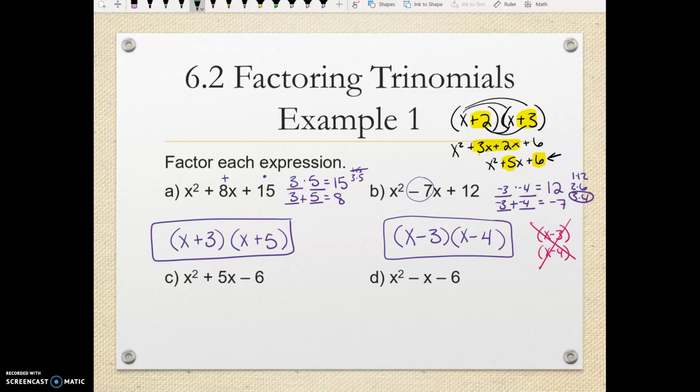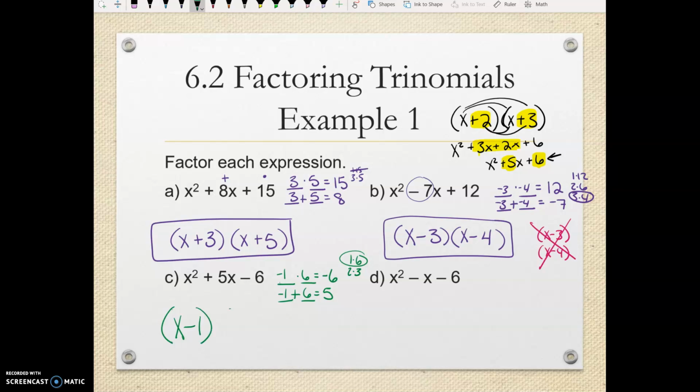All right, let's try C. This time we're looking for two numbers that multiply to give us negative 6 and add up to positive 5. If we're multiplying to get a negative, that means one of the numbers needs to be negative. So we got 1 times 6, 2 times 3. When you see 5, you might be tempted to do 2 and 3 because 2 plus 3 is 5, but 2 times 3 is not negative 6. So we actually need to look at this option. 1 minus 6 is negative 5. 6 minus 1 is 5. So it's a negative 1 and a positive 6.